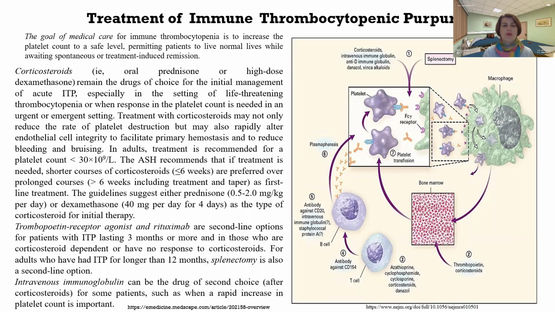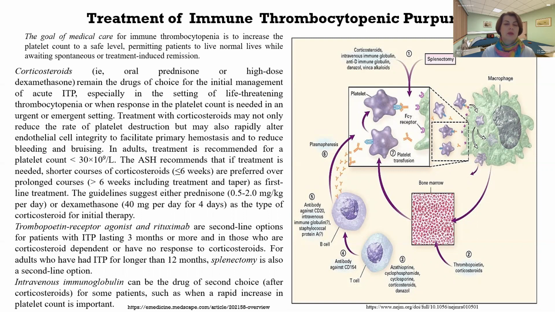The goal of the medical care for immune thrombocytopenia is to increase the platelet count to a safer level, permitting the patient to live a normal life while awaiting spontaneous or treatment-induced remission. Corticosteroids remain the drug of choice for the initial management of acute immune thrombocytopenic purpura, especially in the setting of life-threatening thrombocytopenia, or when a response in the platelet count is needed in an urgent or emergent setting. Treatment with corticosteroids may not only reduce the rate of platelet destruction, but may also rapidly restore endothelial cell integrity to facilitate primary hemostasis and to reduce bleeding and bruising.